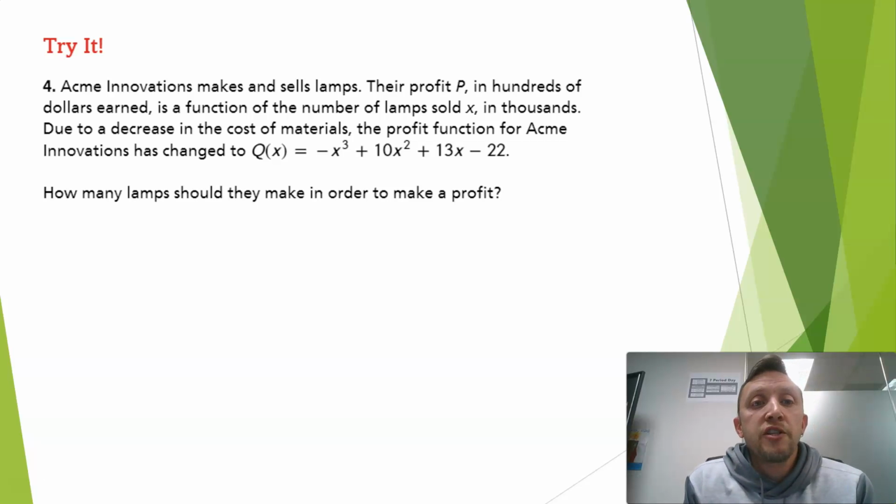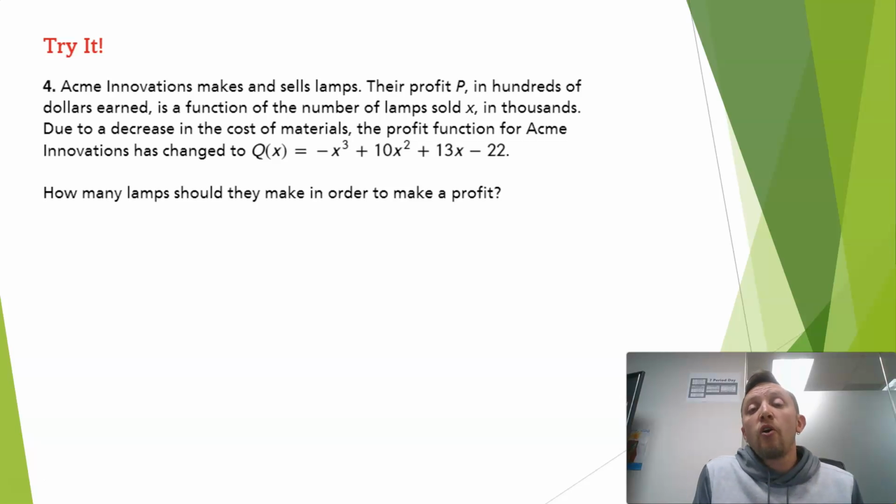It says Acme Innovations makes and sells lamps. So again, the same situation. This time the profit is in hundreds of dollars, and x is referring to the number of lamps sold in thousands. Due to a decrease in the cost of materials, the profit function for Acme Innovations has changed to be this now. Okay, how many lamps should they make in order to make a profit? So let's work on this one together.